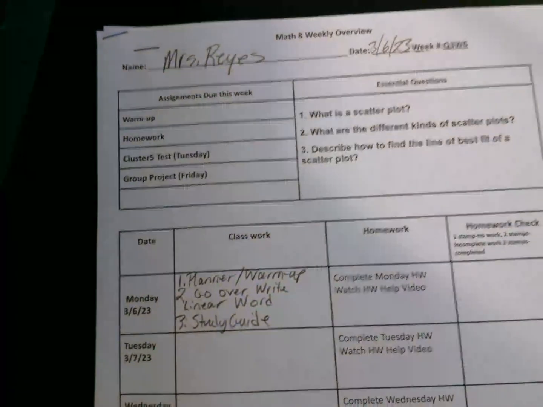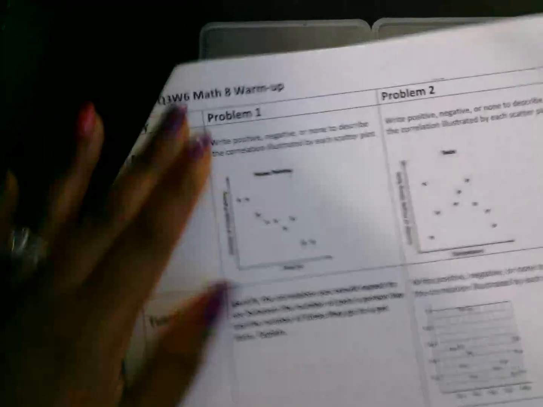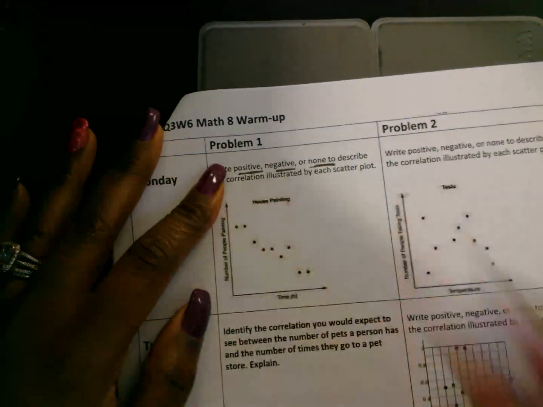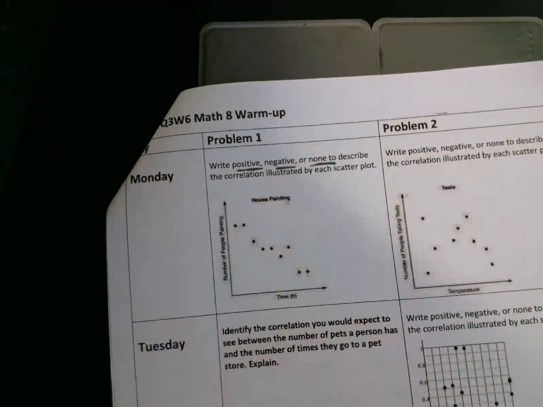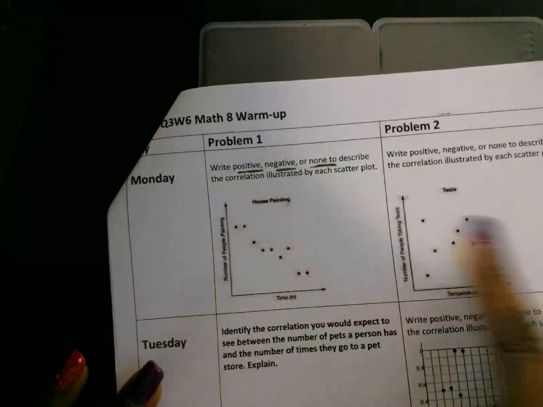Okay, let's put that away. Let's look at the warm up. All right, here we go. It says write positive, negative, or none correlation for each of the scatter plots. You're going to do the same. I'm going to do this one, and I'm going to see if you can do this one.